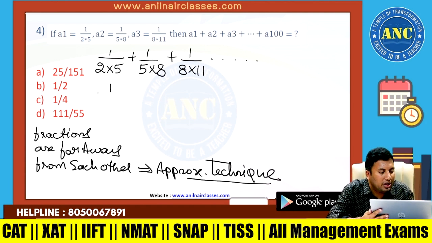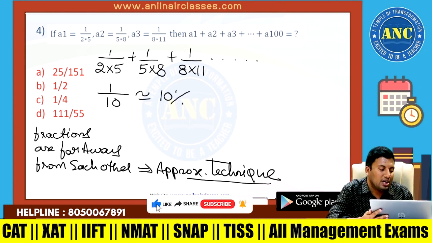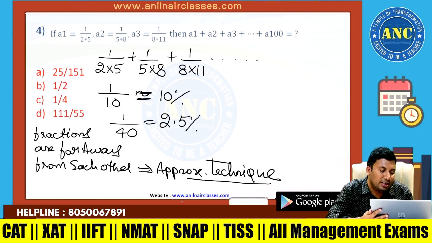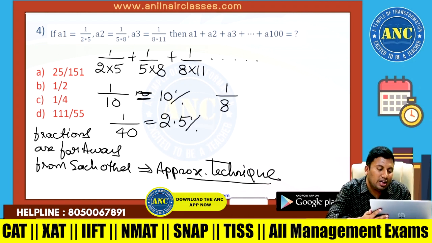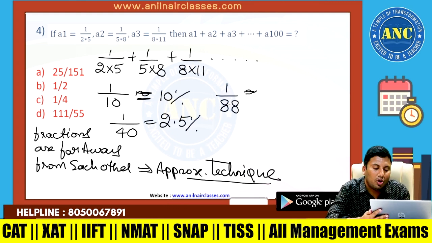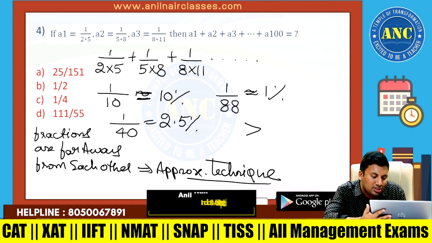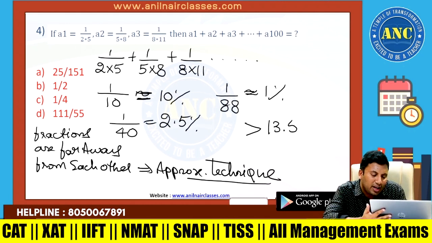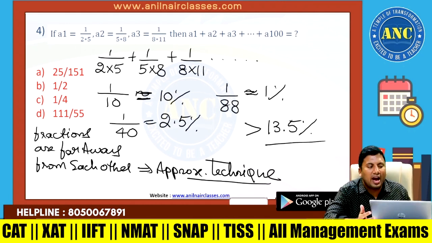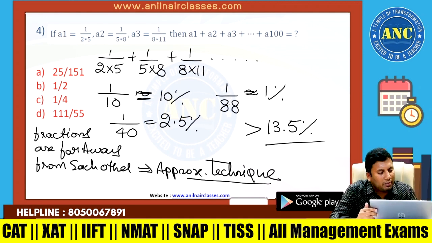1 by 2 into 5 is 10. 1 by 10 is 10%. 5 into 8 is 40. 1 by 40 is 2.5%. 1 by 88 is closer to 1%. 10 plus 2.5 plus 1. Answer should be just greater than 13.5%.